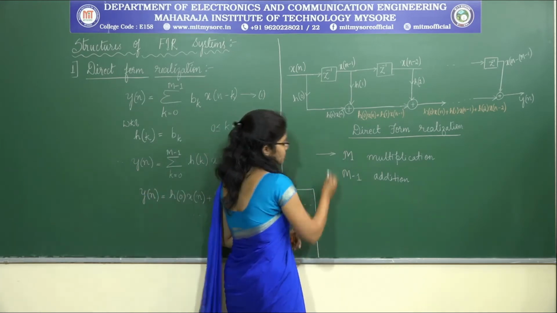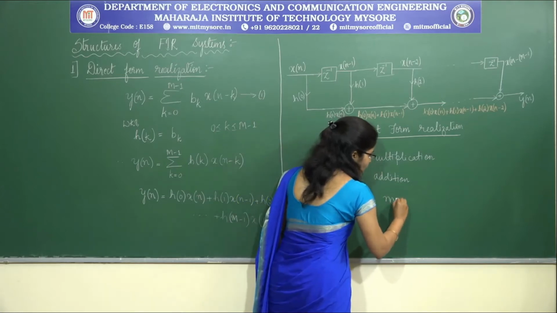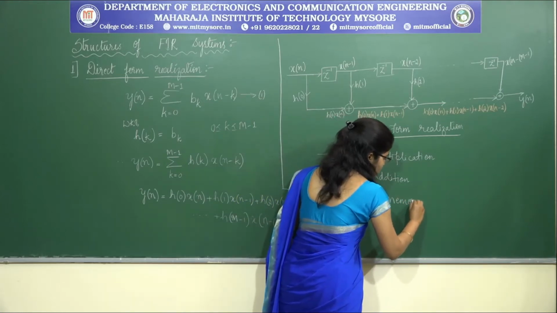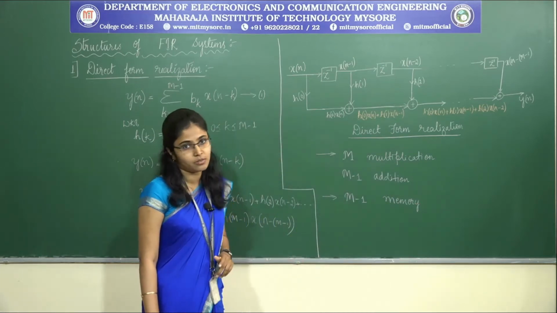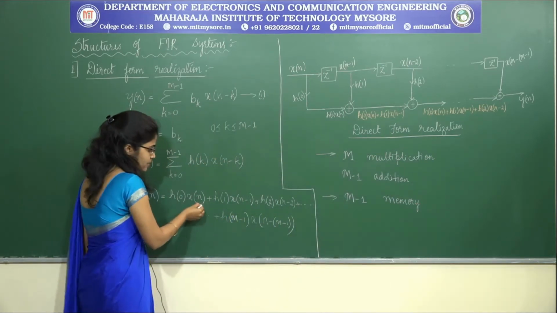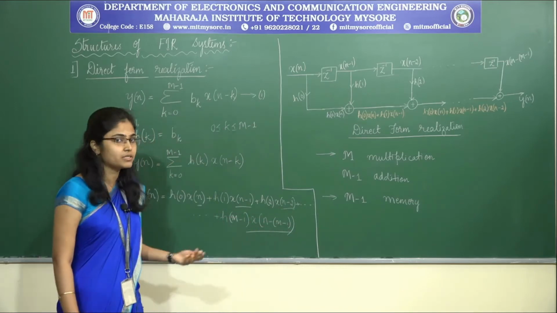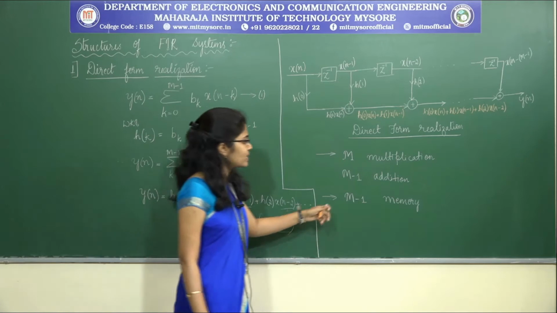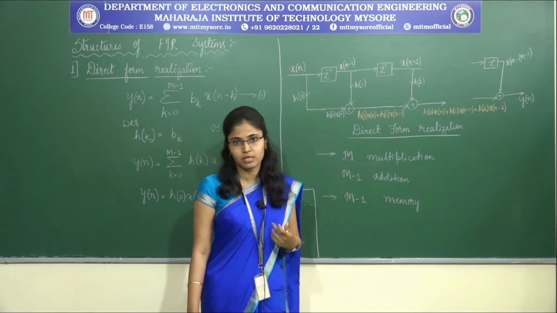And this particular structure requires m minus 1 memory units to store m minus 1 previous inputs. Why? So this is our present, whereas these are nothing but our previous inputs. So it requires m minus 1 memory units to store m minus 1 previous inputs.